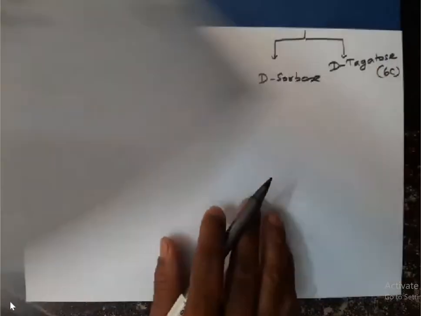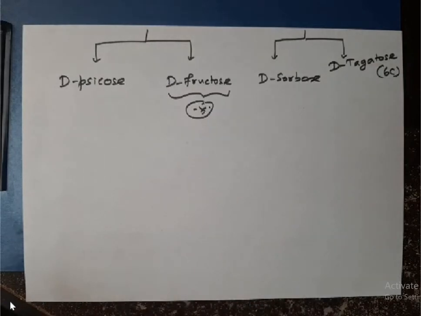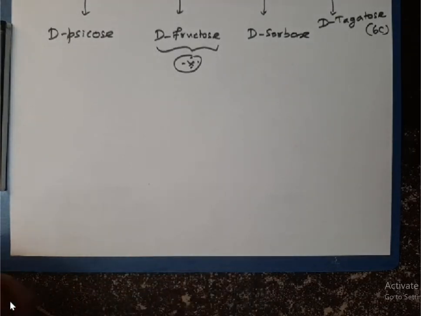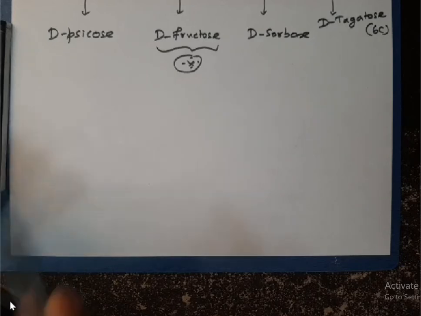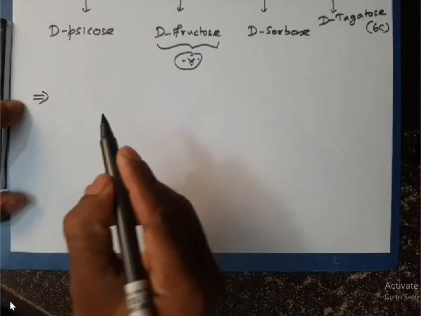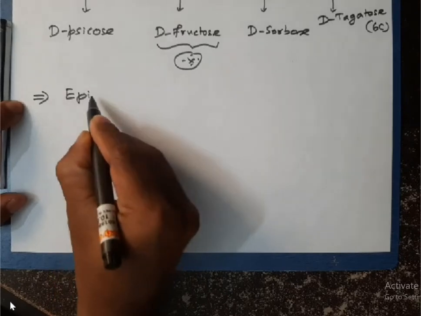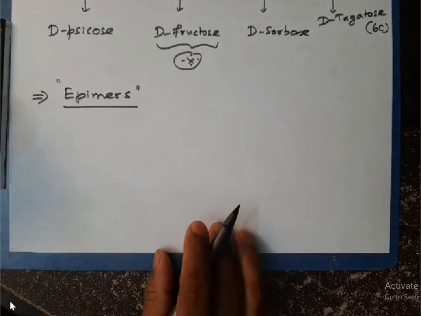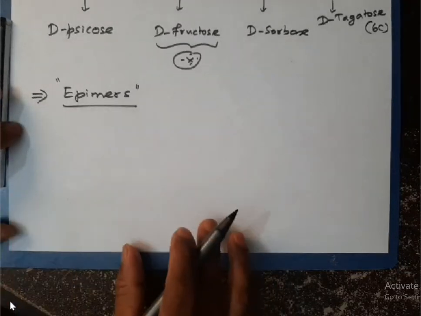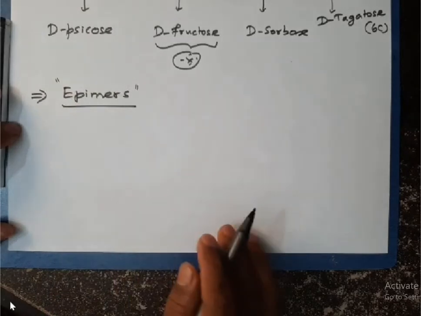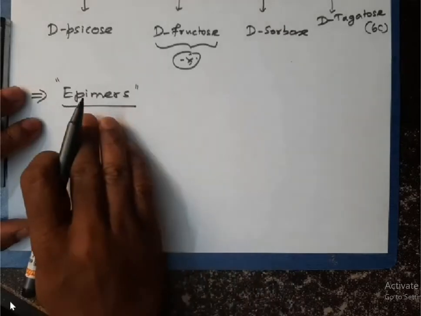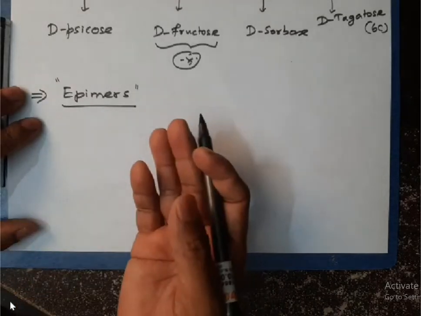Right. Now you know how to draw the structures of the monosaccharides. Now I'll introduce the next important one called epimers. In carbohydrates, these particular isomers are very, very important. Often you can expect questions from this, right? But to understand epimers, you must know these 2 things.